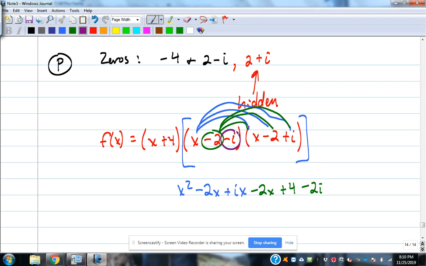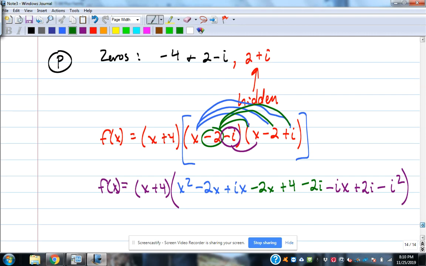Last step, distribute negative i to everybody. That'd be negative ix, positive 2i. And what is i times i? i squared. And it's negative i times positive i, so that'd be negative i squared. Woo! That's a long piece of stuff there. All right. Now, when I combine like terms, it gets a lot better.